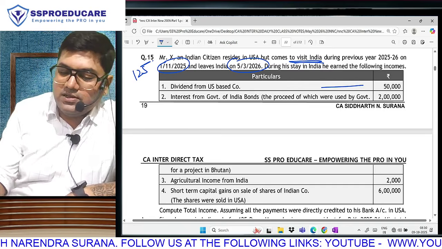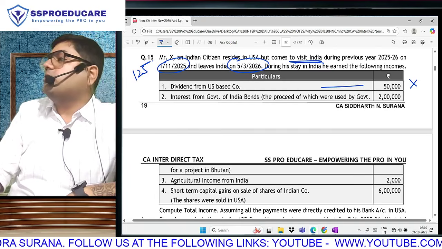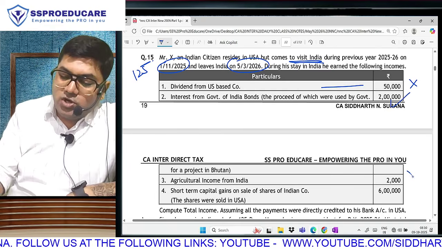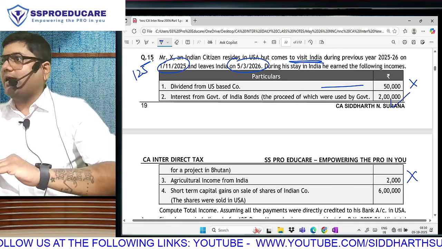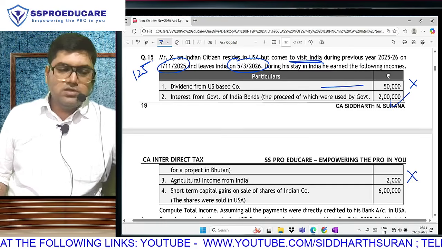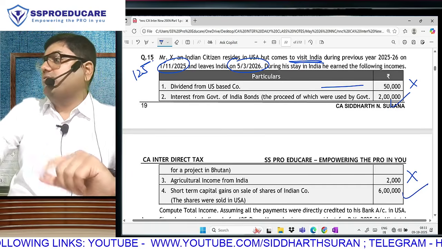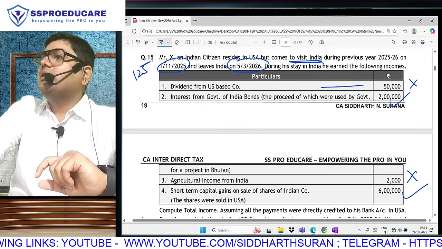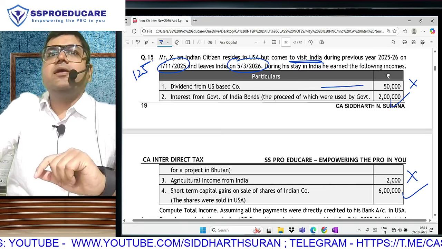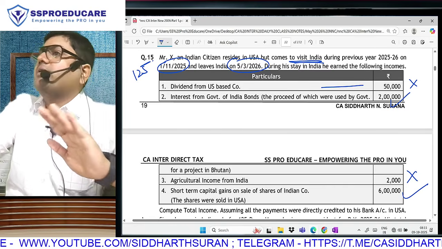Dividend from US based company. You will not be taking this because this is foreign income. Second, interest from government of India bonds. Yes, you will be taking this. Agriculture income is not included in income. It would have been considered as an Indian income, but it is an exempt income, so we don't have to include this. And what about sale of shares of Indian company? Yes. So what is his total that we have to check for the purpose of 120 days? 8 lakhs. If this was 18 lakhs, we would have made him resident. But this is only 8 lakh. Therefore, 120 also not fulfilled.